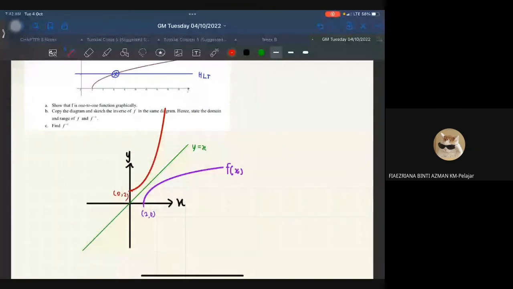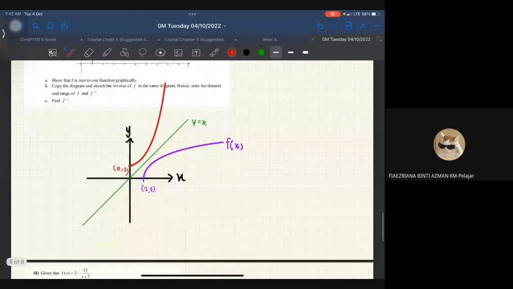Okay, settle. Okay, and then soalan minta kita hence state the domain and range of f and f inverse. Okay, so kalau soalan minta kita state the domain and range of f dengan f inverse, awak hanya perlu tahu satu sahaja set of domain and range. So let's say awak dah tahu the domain and the range for the original function. So cukuplah awak tahu the original function punya domain dengan range. Sebab you know that in order for you to find the inverse function punya domain and range, awak terbalikkan sahaja nilai dia.